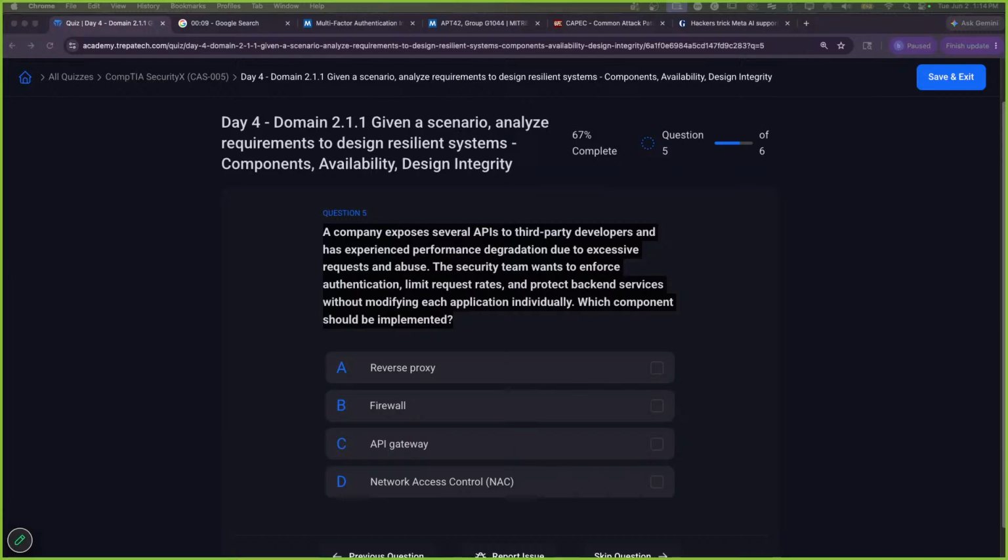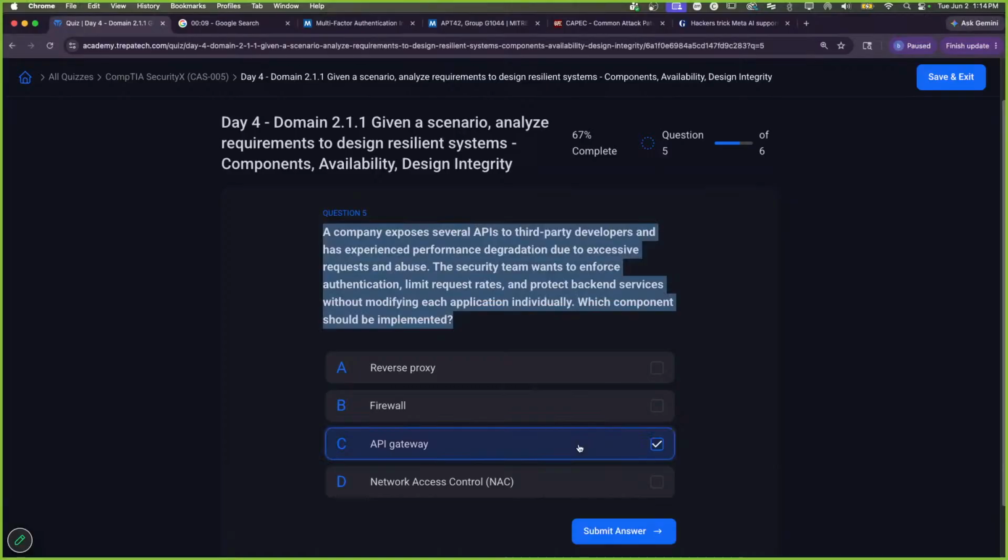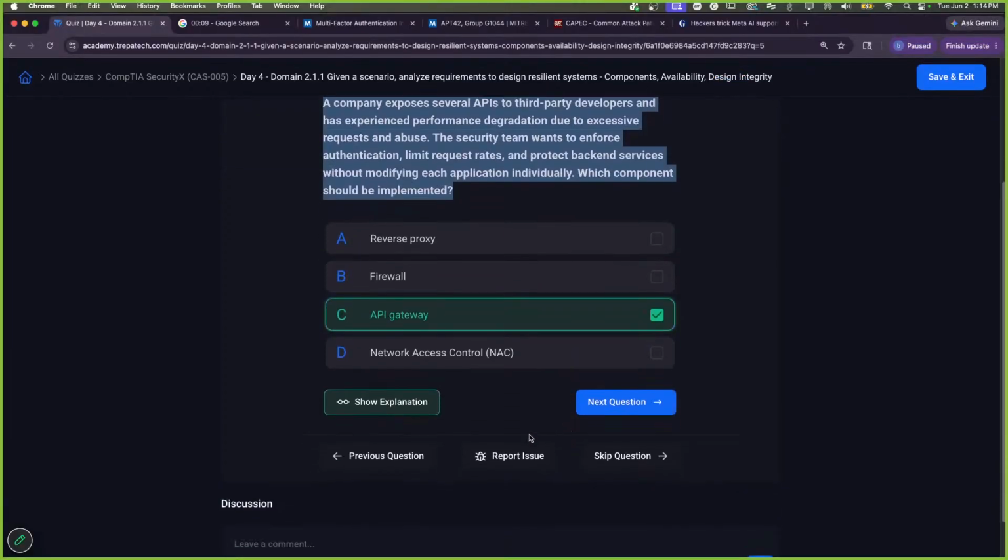Okay, so yeah, pretty much we need to make a gateway. We need to make a central place where all these API requests come in. So that's going to be C, API gateway.